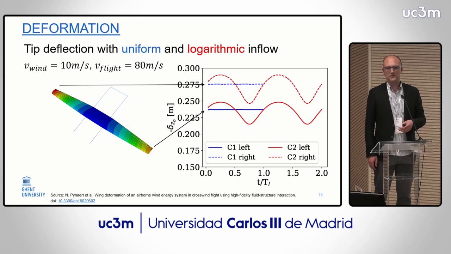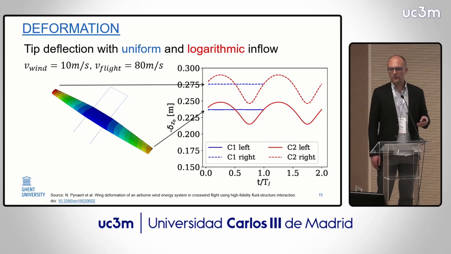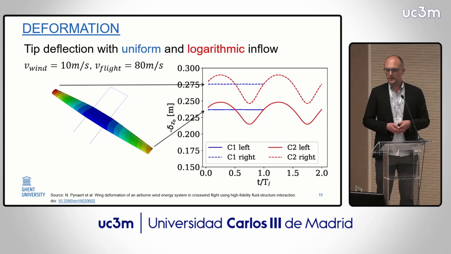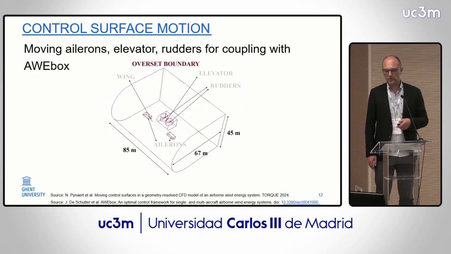And we can calculate that deformation with a uniform inflow, that's the blue line, but also with a logarithmic inflow. And then you see for every flight cycle, the wingtip goes up and down and is different for the left wing and for the right wing. So we can handle deformation with this overset ALE approach.